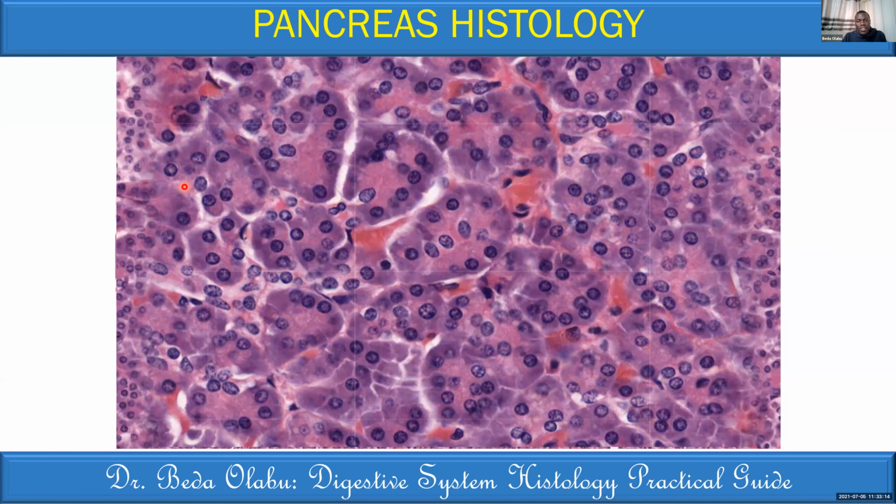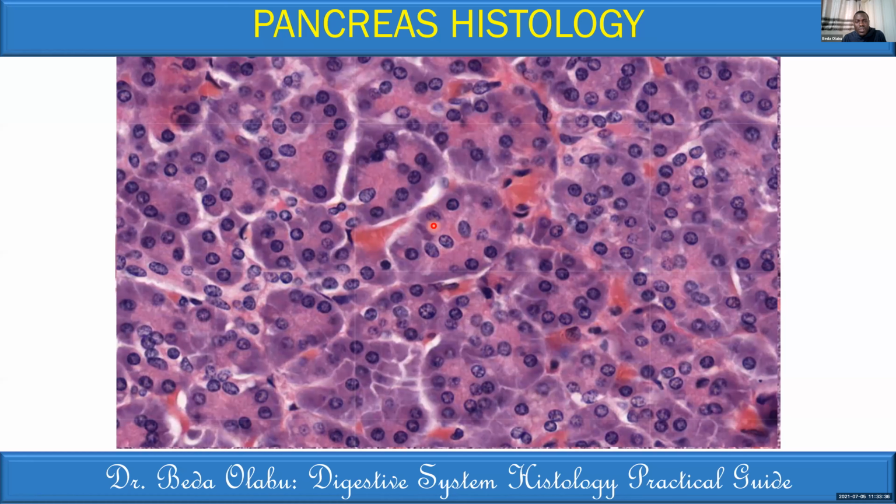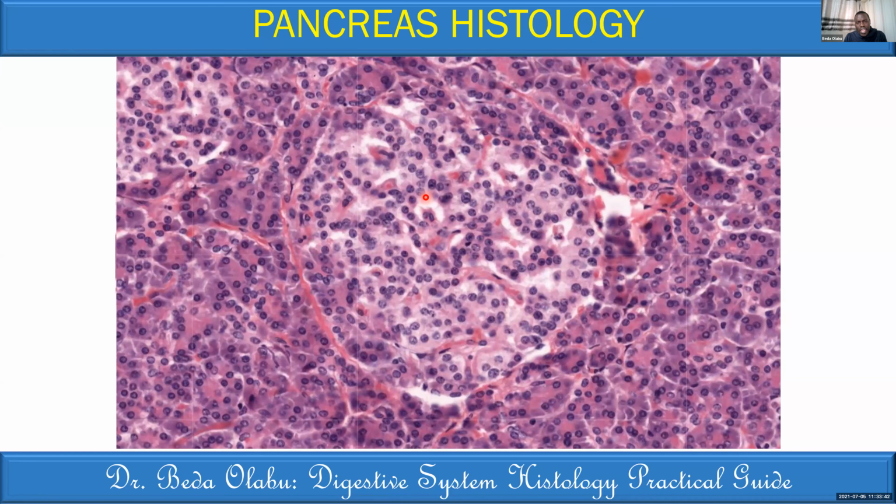But the game changer is on this one. There are regions where you have clusters of cells. They're not arranged in acini, they're arranged in a cluster. This cluster of cells, most of the time light staining, is what we call the islet of Langerhans. So this is the acini, which is constituting the exocrine pancreas. And this is the islet of Langerhans that constitute the endocrine pancreas.